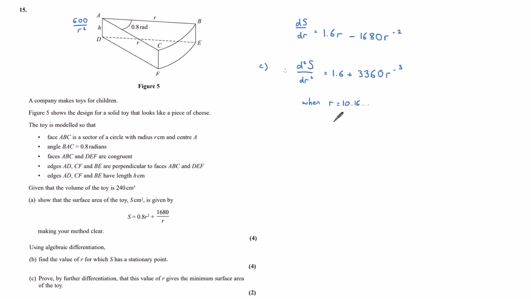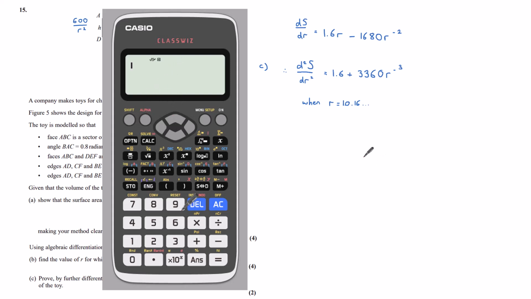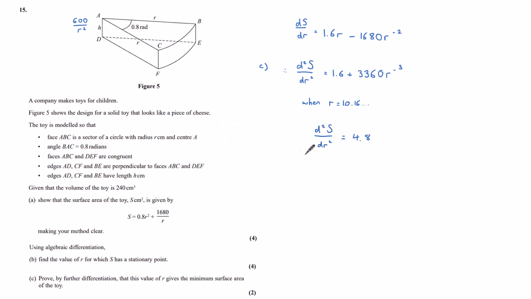Now I know my r value at this point to be 10.16 and so on. If I substitute this value of r into my second derivative, I can use the actual value of r here. Remember, r was the cube root of 1050, so 10.16 and so on. And my d2s by dr squared then is 1.6 plus, and I'm going to write this as the fraction, 3360 over my answer, which is 10.16, and that's cubed. And I get an answer of 24 over 5, or 4.8. Hopefully I've shown on a calculator that's 4.8.